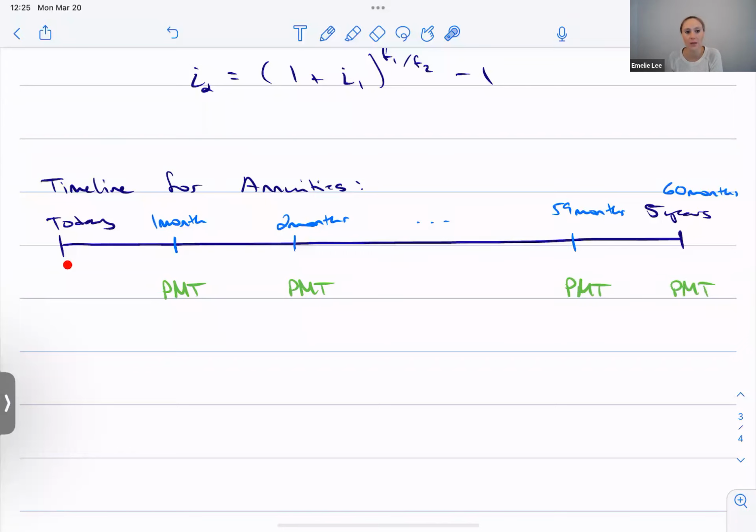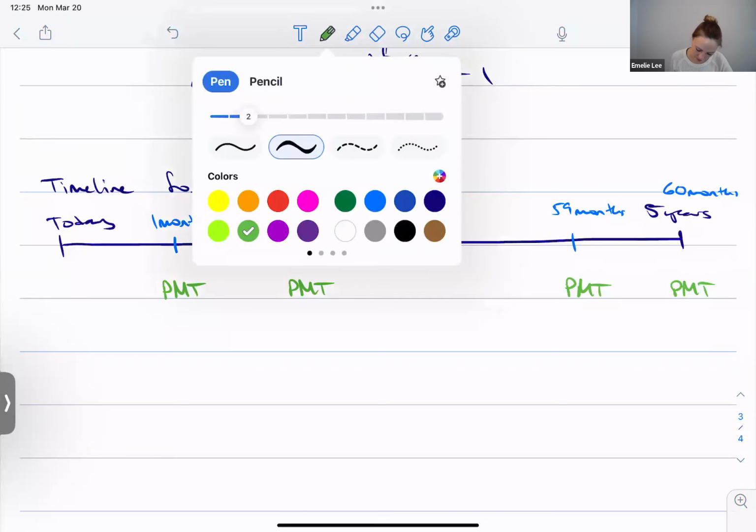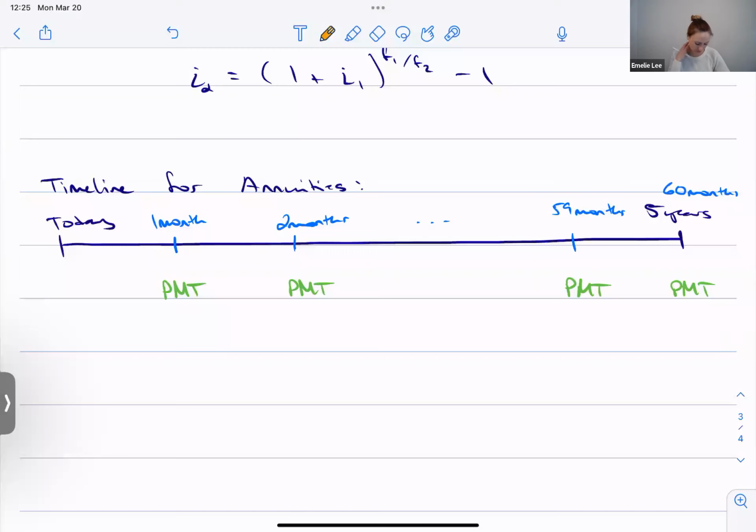Notice that there's no payment today. If you sign up today, then a month later, you have to make a payment. 2 months later, you have to make a payment, and then all the way up to the very end. Okay. And so what we do to show our calculation here, and maybe I should use a different color.